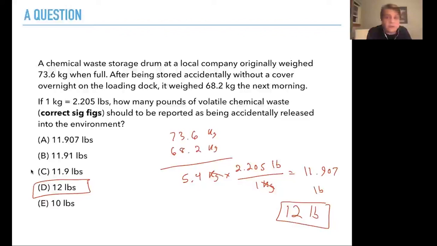So this is what we've gone through here. There's plenty more practice problems in the book.